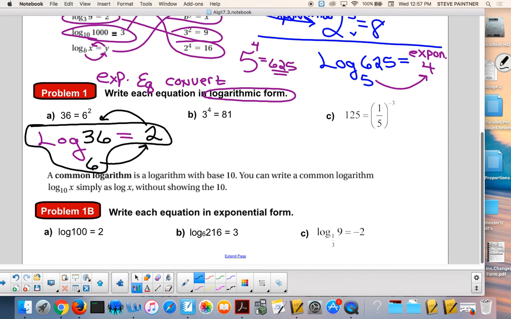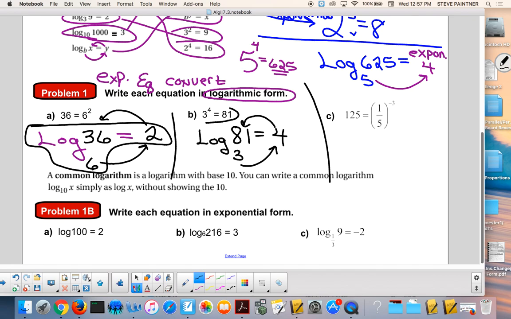Can you do the next one? And the next one. Aaron, do you have the next one done? Yeah, what is it? Log base 3 of 81 equals 4. Okay, I like the way you read that. That was perfect. He said log base 3 of 81. The answer's 4. Is he right? Yeah. If you just look at it, 3 to the 4th power must be 81. That's exactly what it says here.